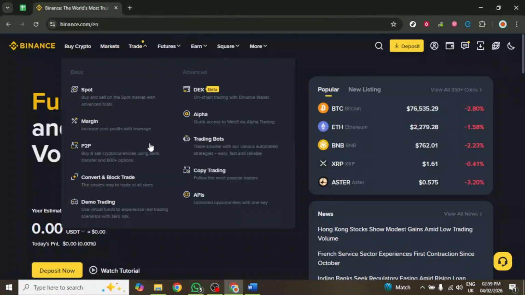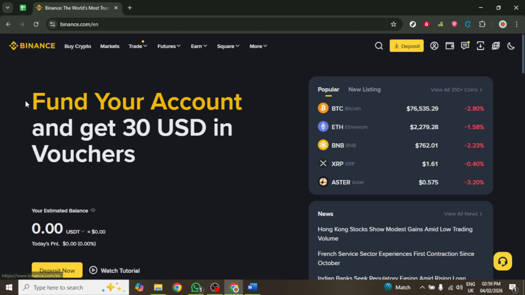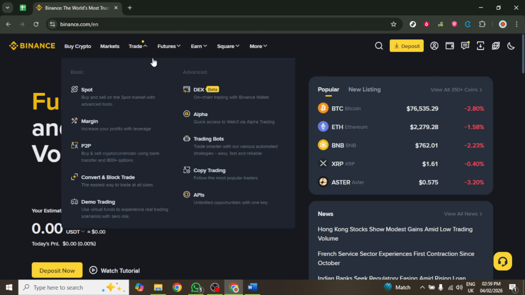In this video, you'll learn how to effectively use the Binance strategy trading bot. By the end, you will be equipped to set up and manage your automated trading strategies in Binance. Begin by navigating to the Binance website.